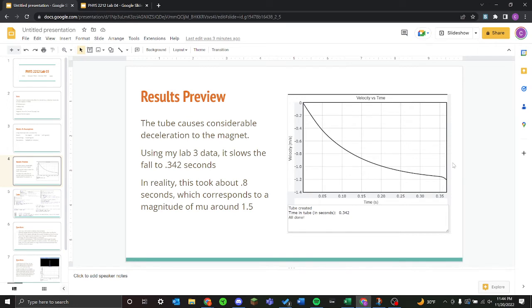Preview of results. Using the data from Lab 3 for my magnitude of mu, which is probably skewed a little bit lower than it should be, the simulation shows it should take about 0.34 seconds to fall through. In reality, it took 0.8 seconds, which actually corresponds to a mu magnitude of about 1.5. Here pictured is the graph from the Lab 3 data.